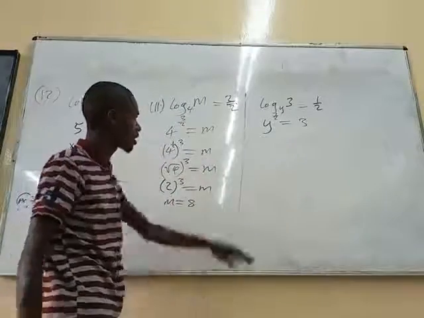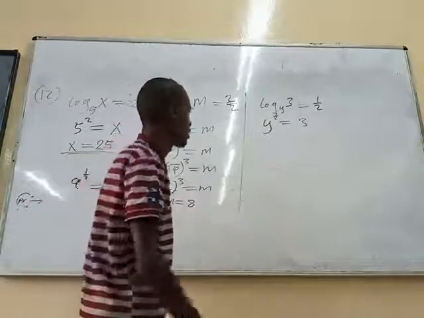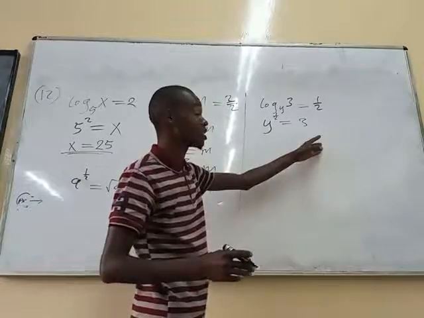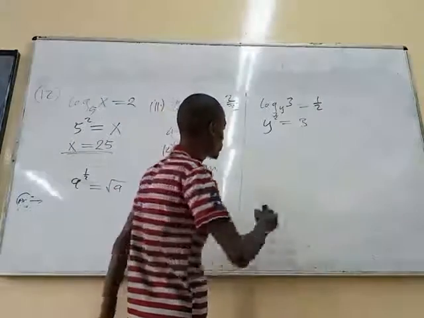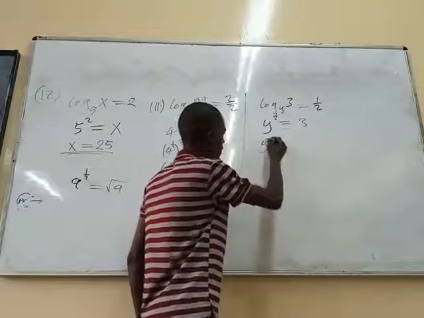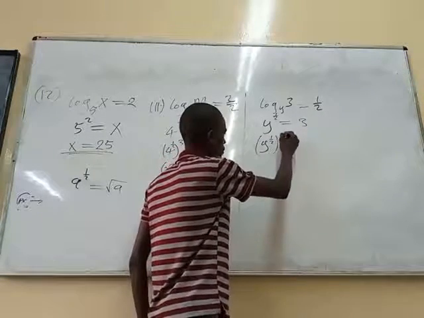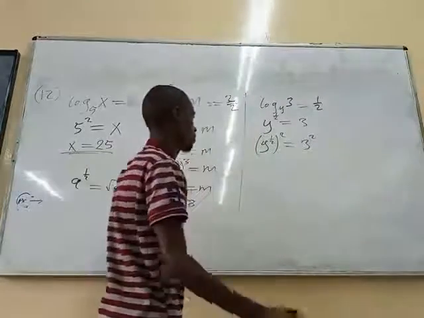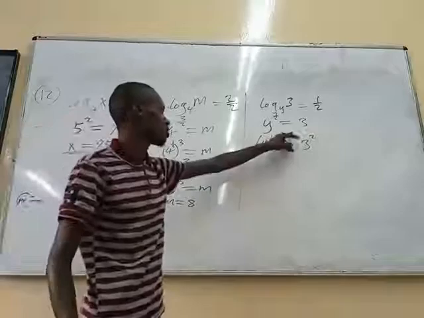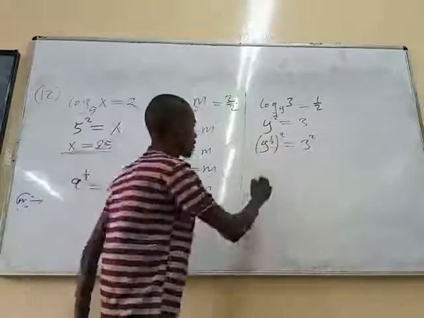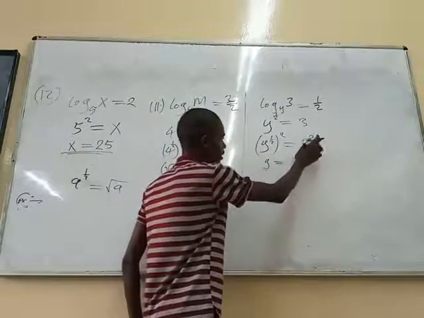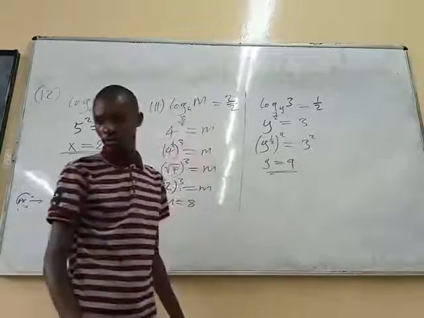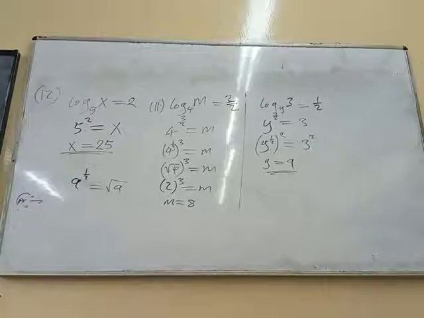Now, how do we get rid of this half there? We're going to raise both sides by 2. So we're going to have something like this. We raise it to 2, even that side. We're going to say 3 raised to power 2. When we multiply these 2 times half there, we'll get 1, and then this 3 raised to power 2 will give us 9. So almost all the questions here are straightforward.